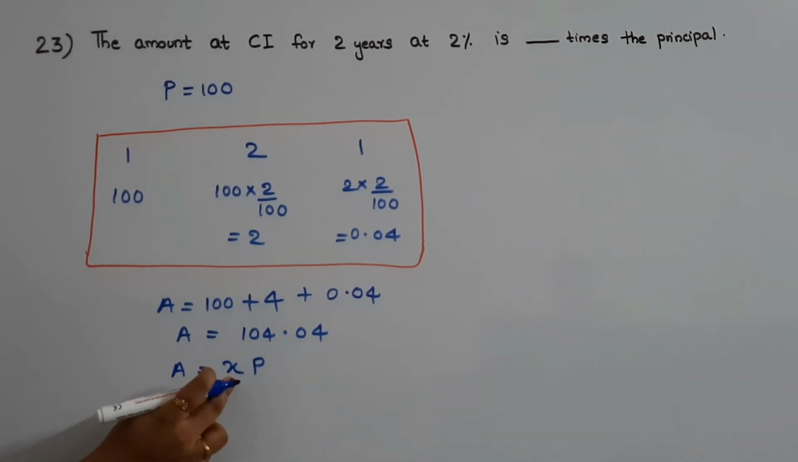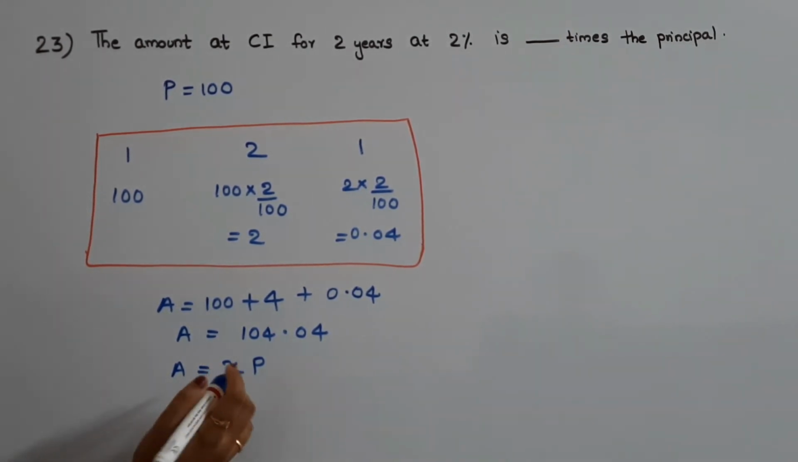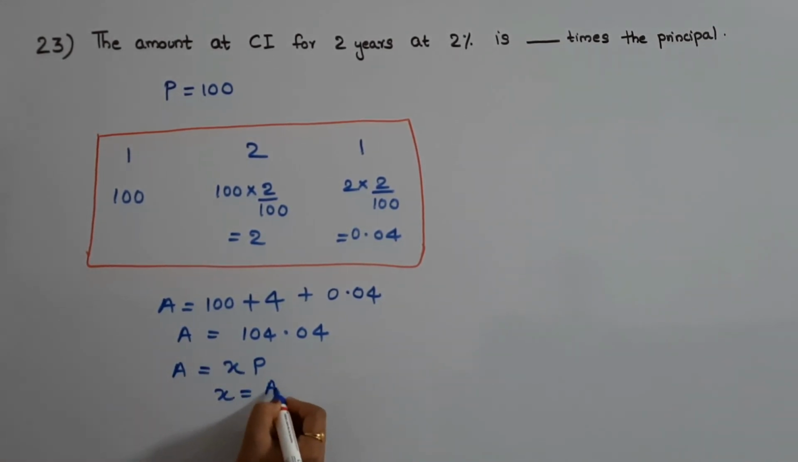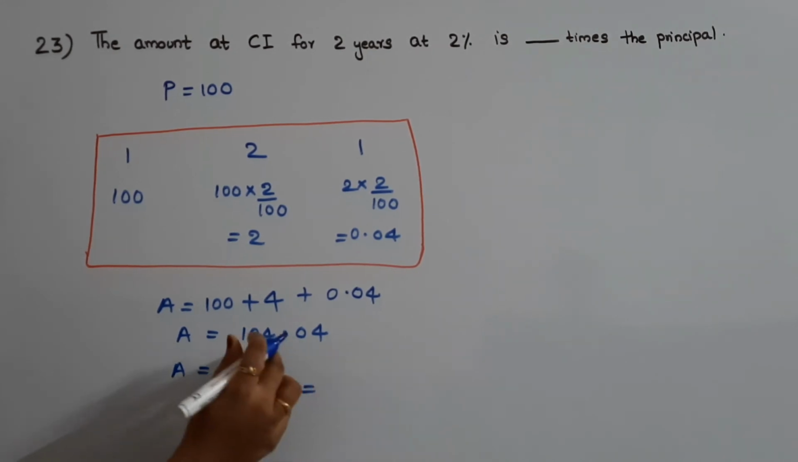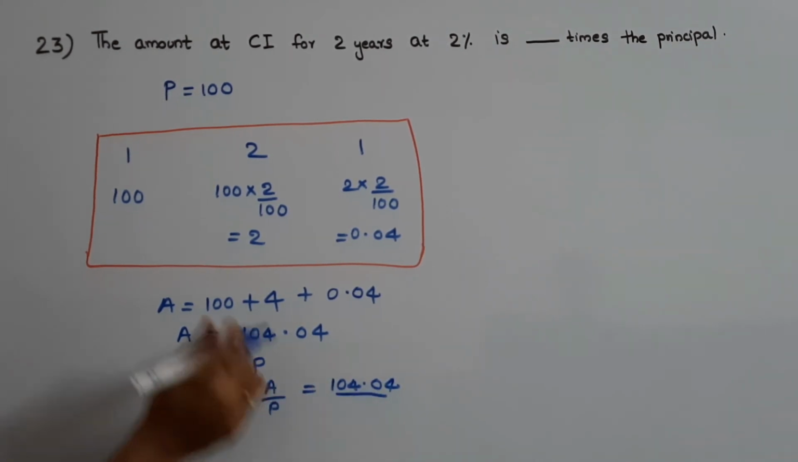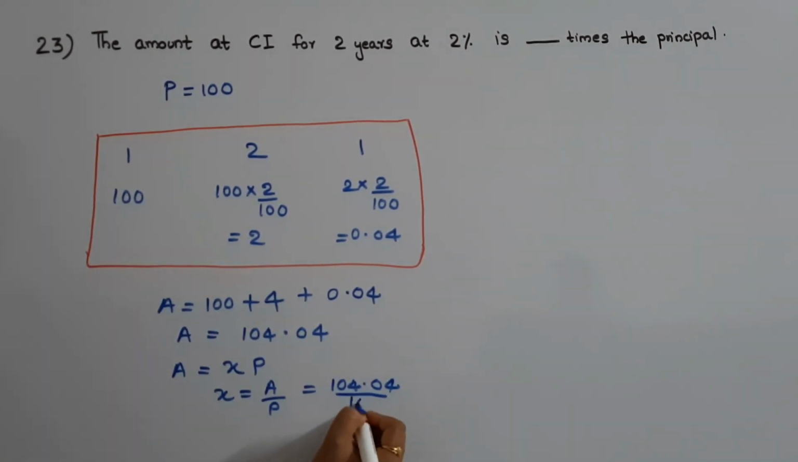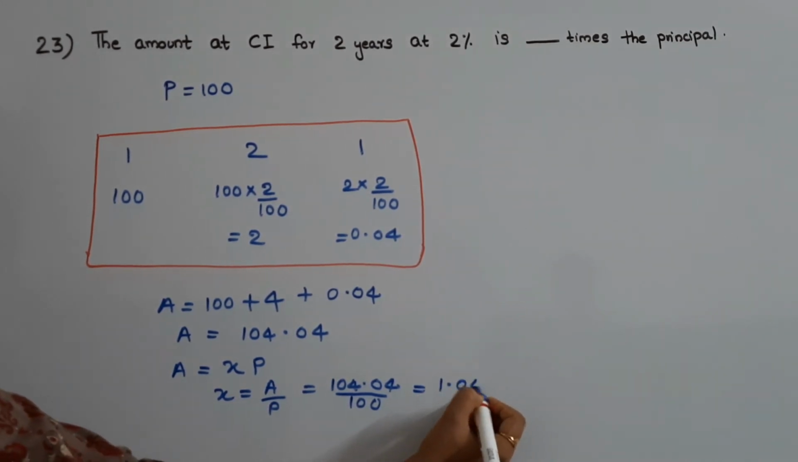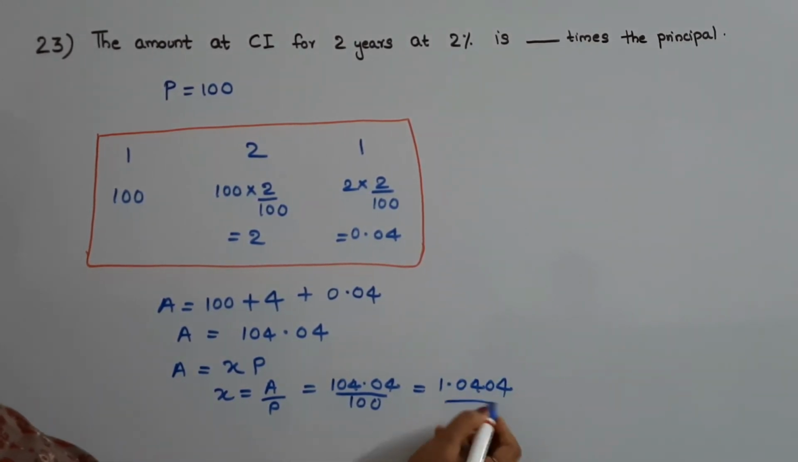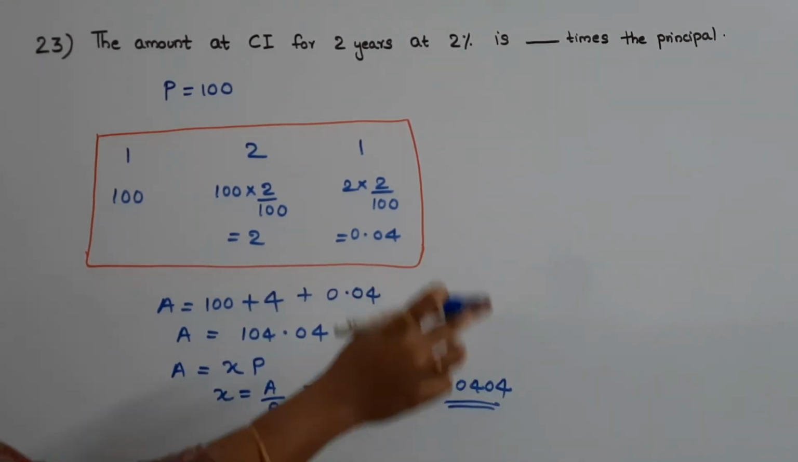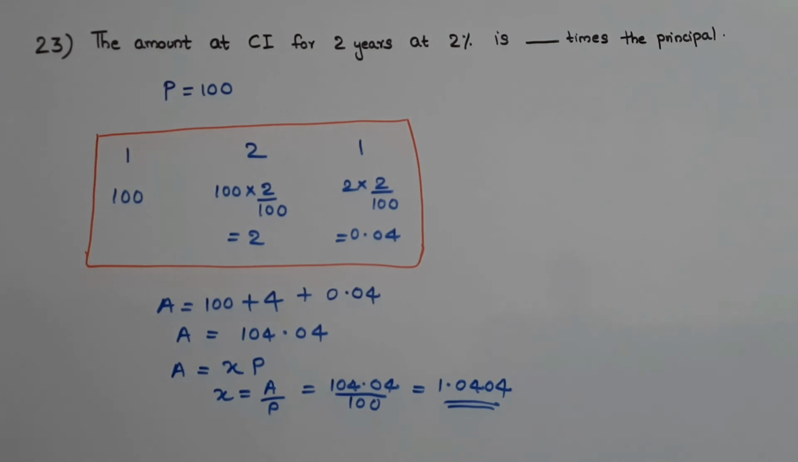Now they are telling that amount is x times of principal. So we need to find out this number of times. So x can be found out by writing A by P, amount by principal. So what is the amount? Amount is 104.04 divided by principal value, we took it as 100. So the answer will be equal to 1.0404. So amount is 1.0404 times that of the principal.